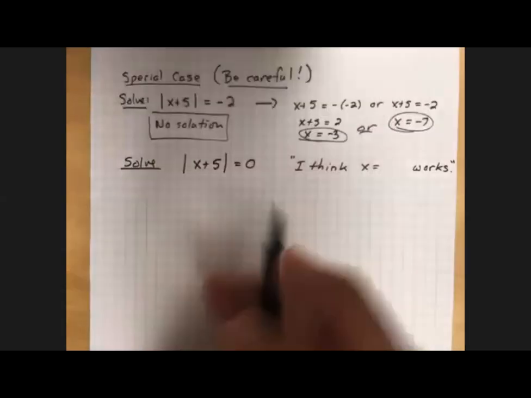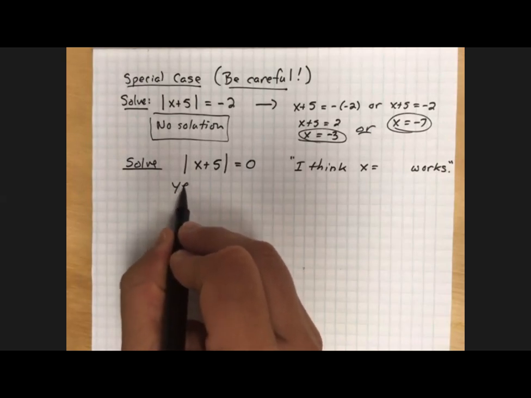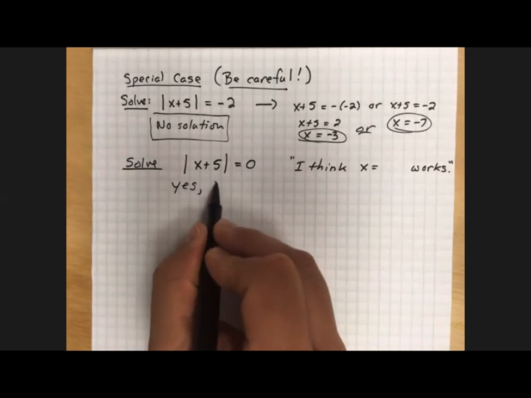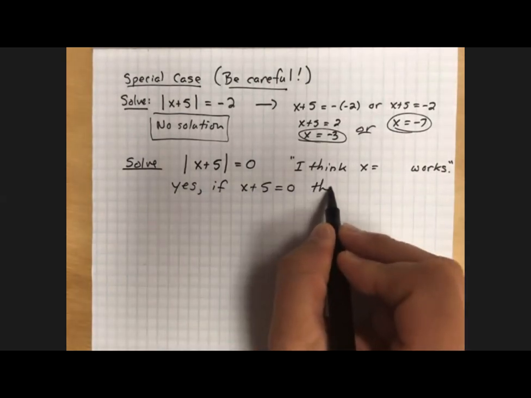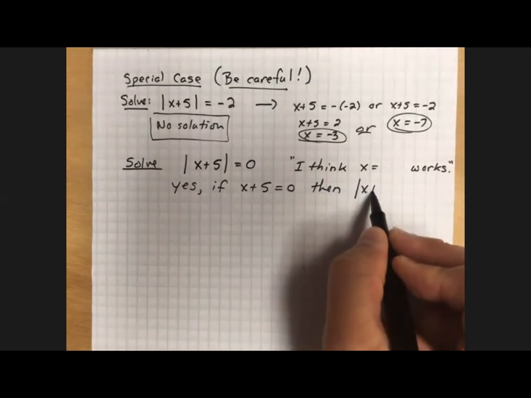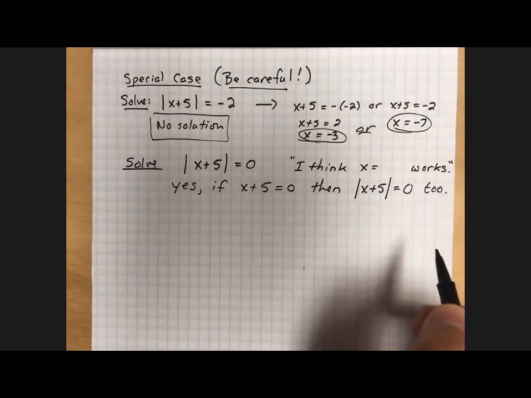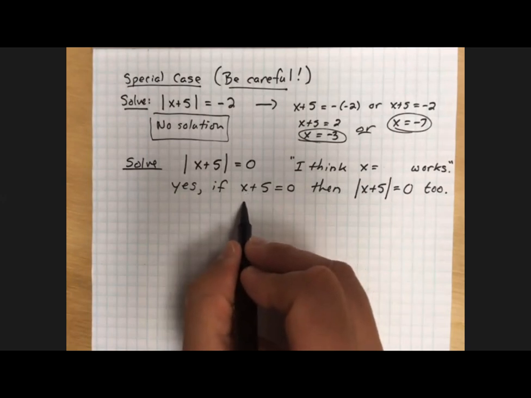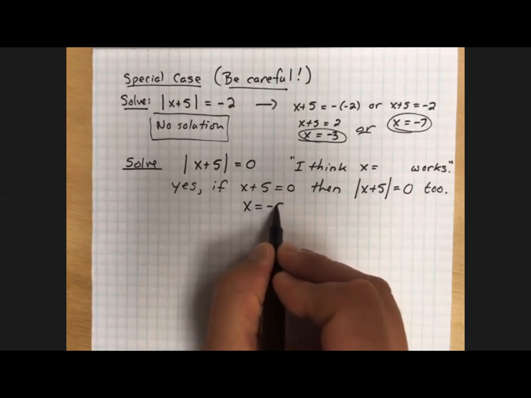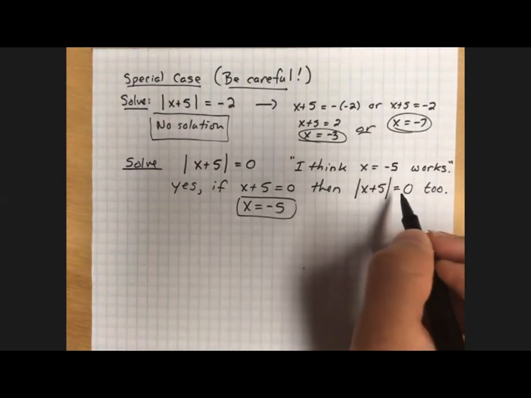So this gives you a way to solve this problem. Could you solve this problem? Yes. If x plus 5 is 0, then the absolute value of x plus 5 will also be 0, too. And then you know how to solve this x plus 5. So there is a number that works. I think -5 works.